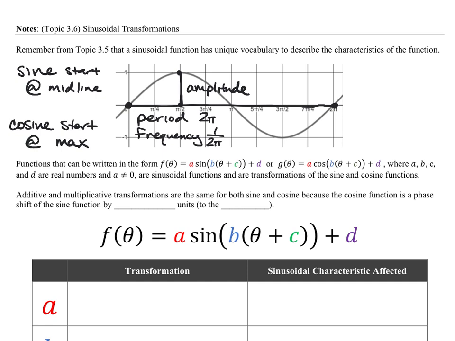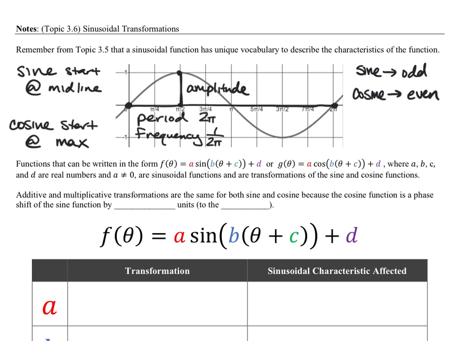We also talked last class about sine being the odd function as long as it goes through the origin. Cosine is what kind of function? Even, as long as you can fold it on the y-axis.